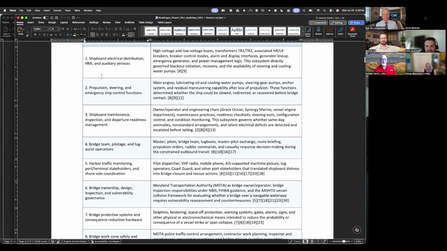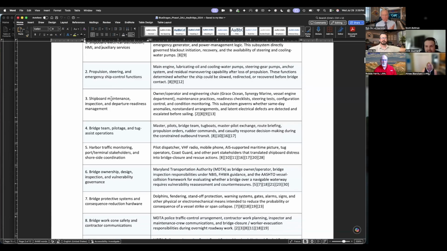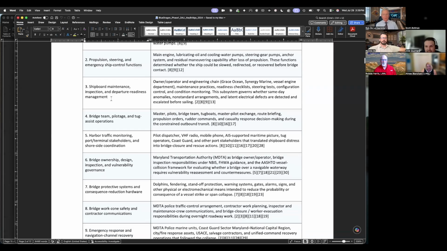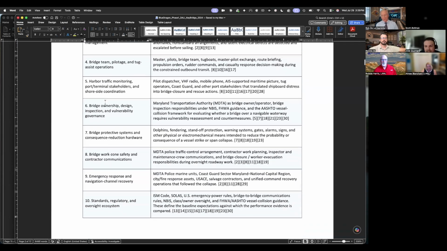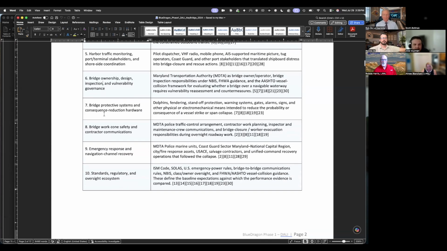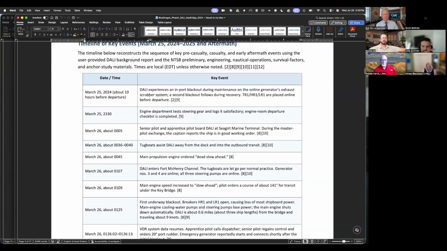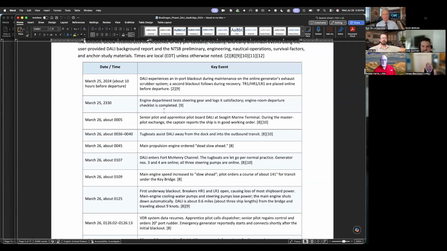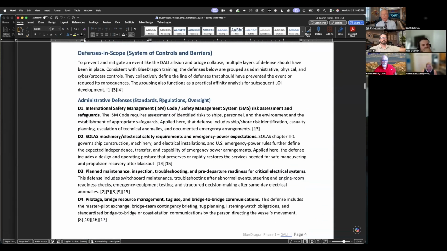Okay, so you've got electrical distribution, propulsion, steering, emergency controls. You get it, right? All the things that should have prevented a container ship from smashing into a bridge. There they are. The bridge team, pilotage, tugboats, harbor traffic, bridge ownership, design, protective systems for the bridge. You get it, right? So it identified all that stuff. And now we have a timeline of events that we can copy and paste straight into our chart as far as timelines. So we've got the systems inventory. We've got timelines coming our way.